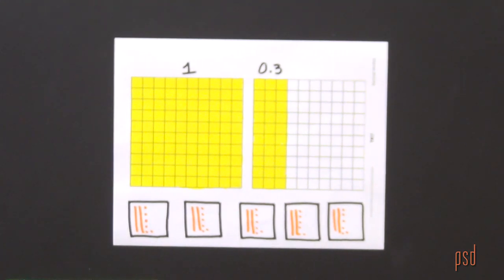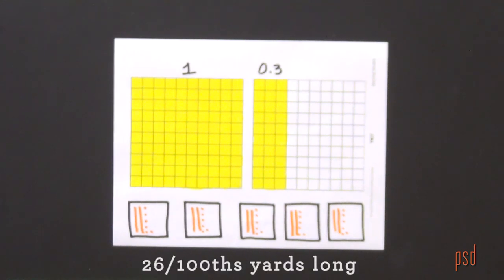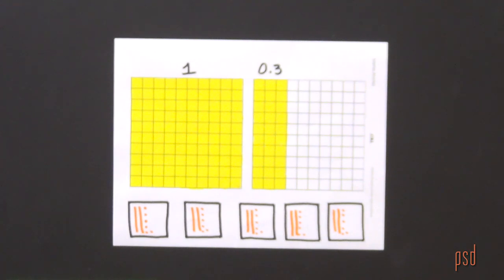At this point, students are now able to answer the question, in yards, how long is each piece of the ribbon? Each piece of the ribbon is 26 hundredths yards long. Today we have represented the concrete and pictorial models of division of a decimal by a whole number with a quotient to the hundredths place.